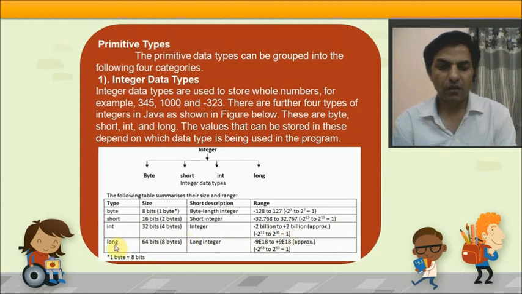The fourth one is long. It uses 64 bits, that is 8 bytes. It is used for long integers. Its range is approximately -9e18 to +9e18, where e is for exponential. That is, -2 to the power 63 to 2 to the power 63 minus 1 is the range of long.